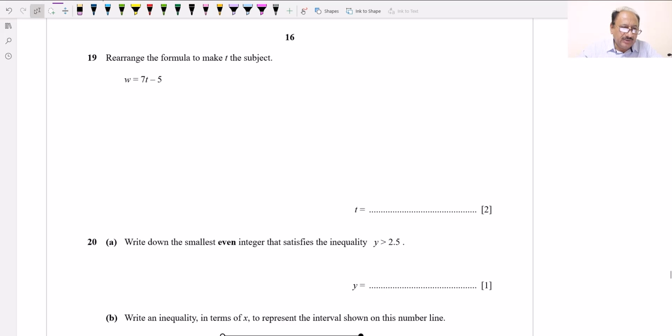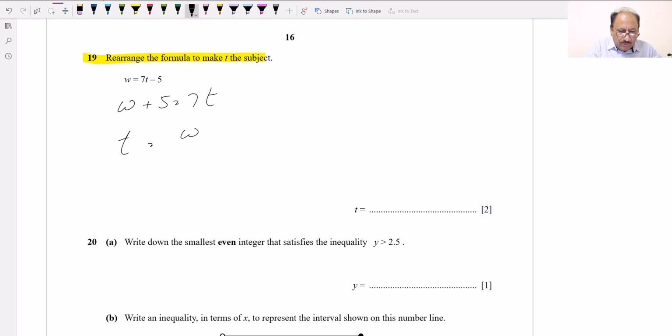Now question number 19, and we need to rearrange this one. They are saying rearrange the formula to make t the subject. So for t, we will be shifting minus 5 to the other side, so y plus 5 is equal to 7t.